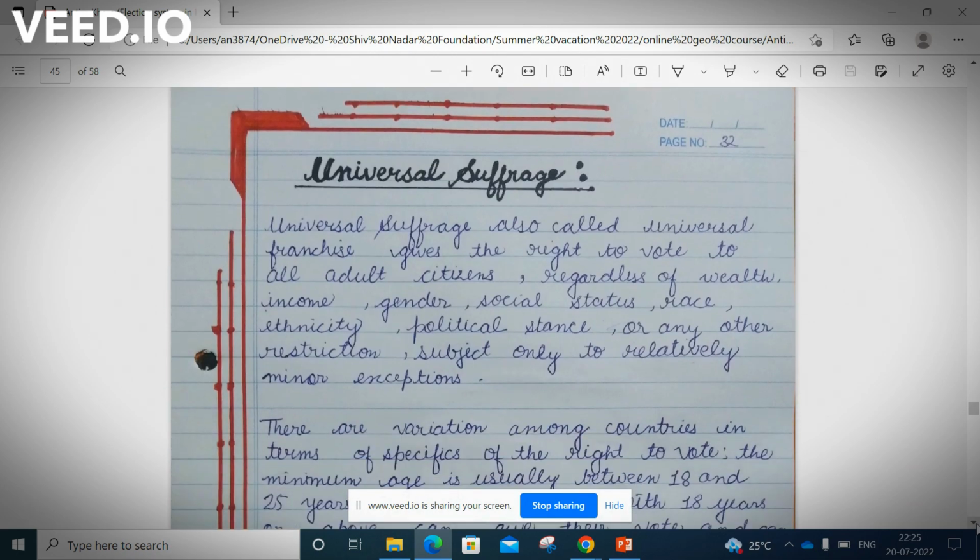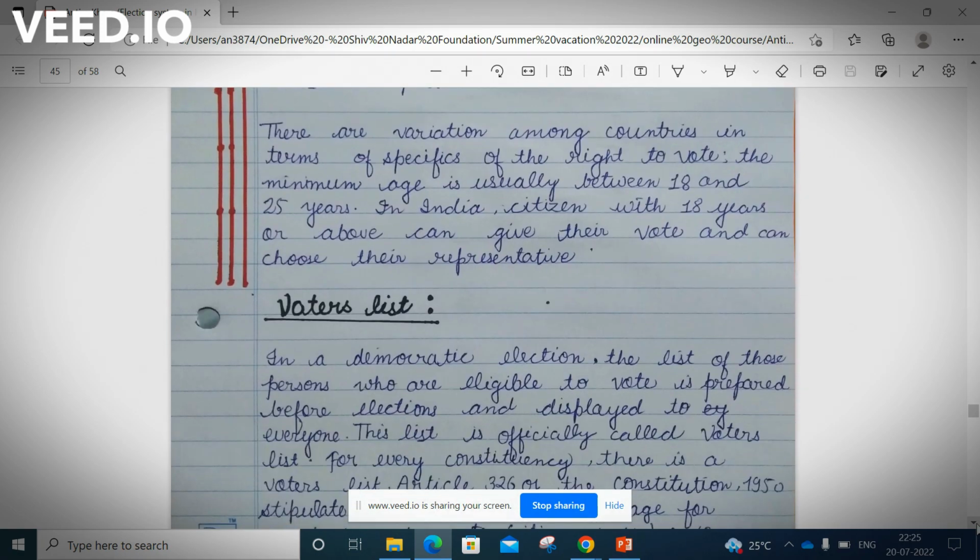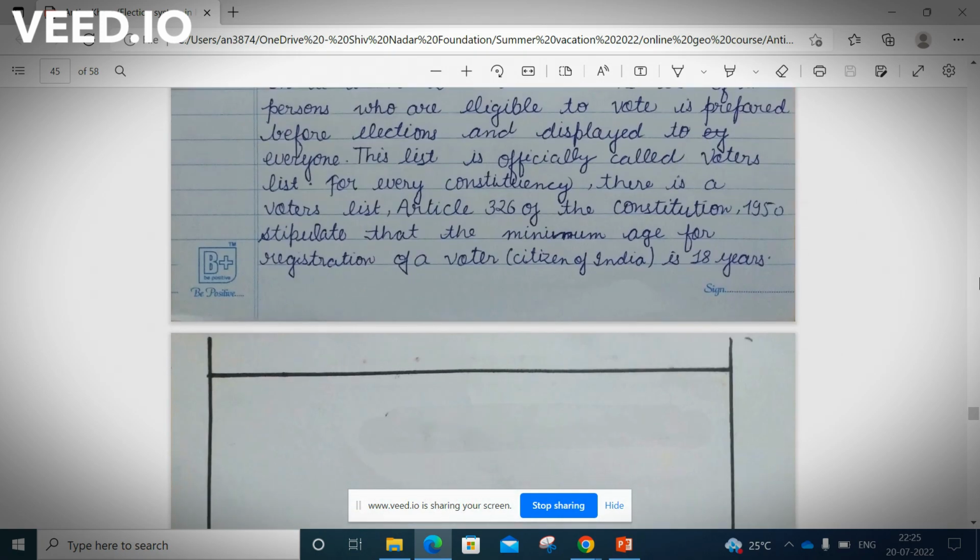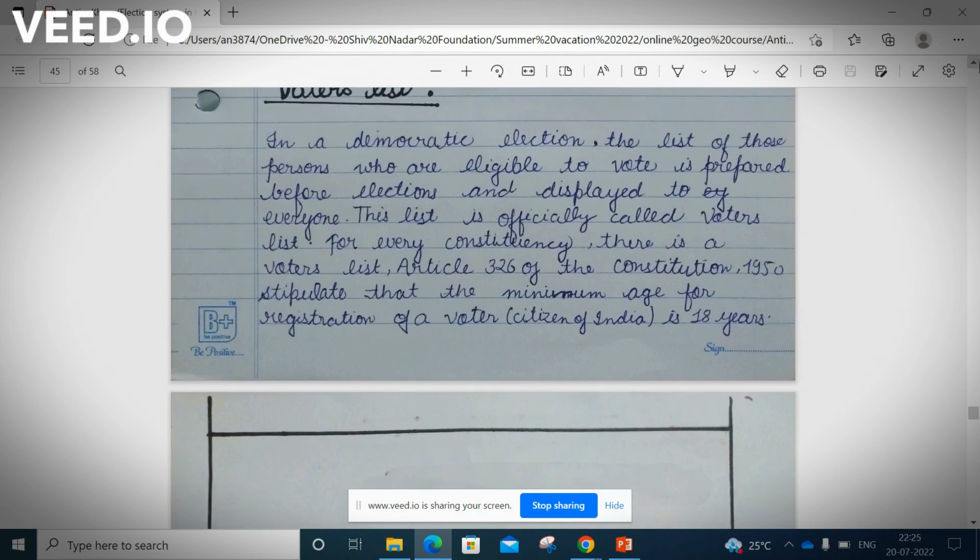Now comes universal suffrage. Yes, we all know about universal franchise. It gives the right to vote to all adult citizens. In India, it is 18 years. And the voter list, yes, it is one of the most important parts of the election. This list is officially called the voter list, and every constituency has a voter list. Article 326 of the Constitution stipulates that the minimum age for the registration of a voter is 18 years.